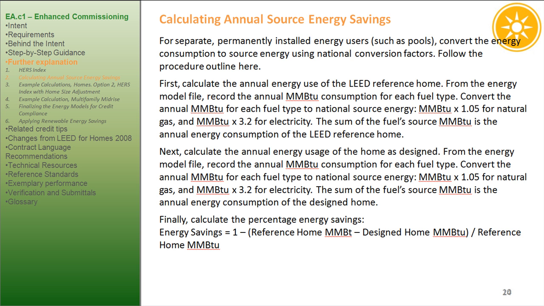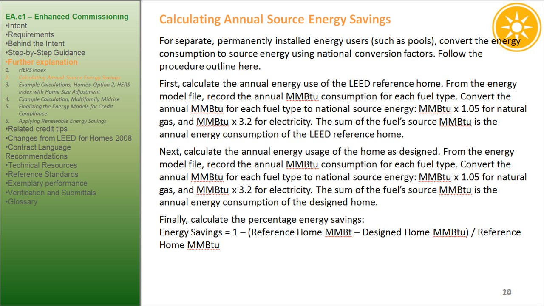From the energy model file, record the annual MMBTU consumption for each fuel type. Convert the annual MMBTU for each fuel type to national source energy: MMBTU times 1.05 for natural gas, and MMBTU times 3.2 for electricity. The sum of the fuels' source MMBTU is the annual energy consumption of the LEED reference home.